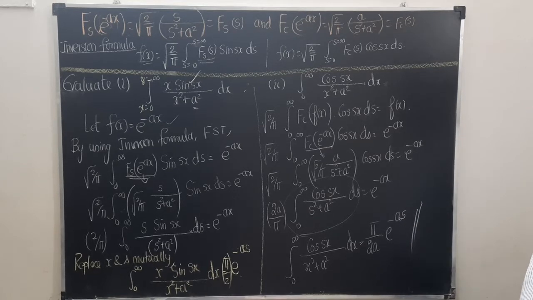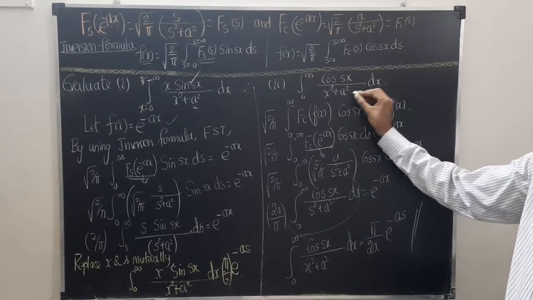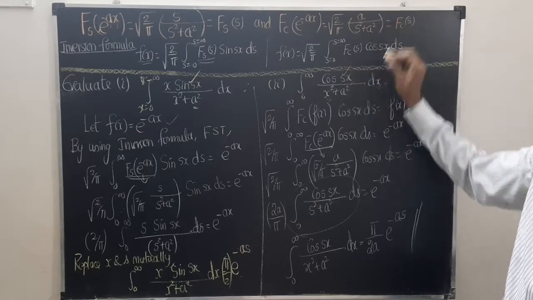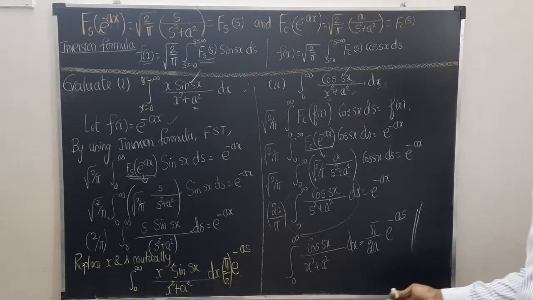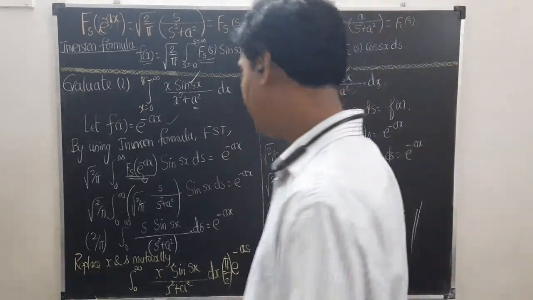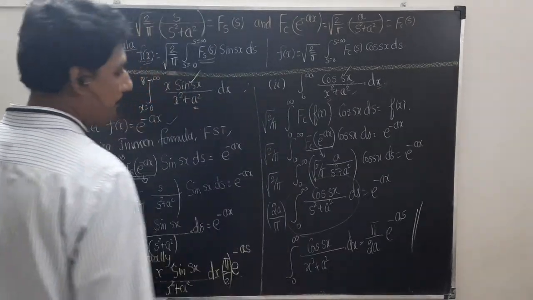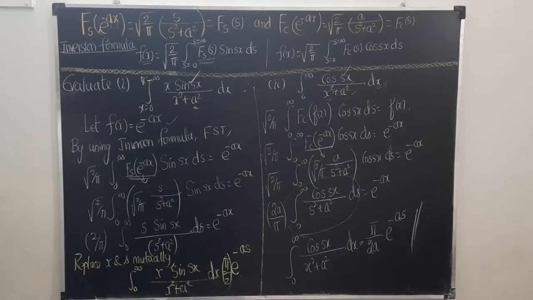Anyhow the output is s only, because after integrating with respect to x, the outcome is s and a. This is the beauty of this property, the inversion formula for the Fourier sine and cosine transform. So this is the concept.